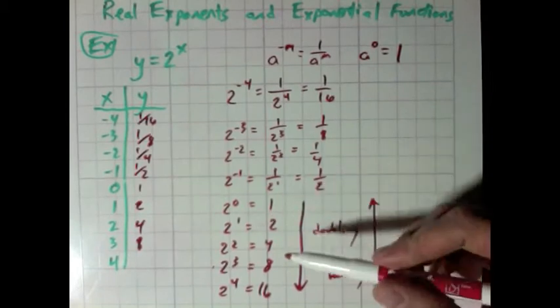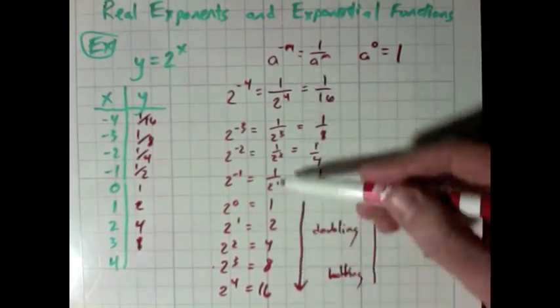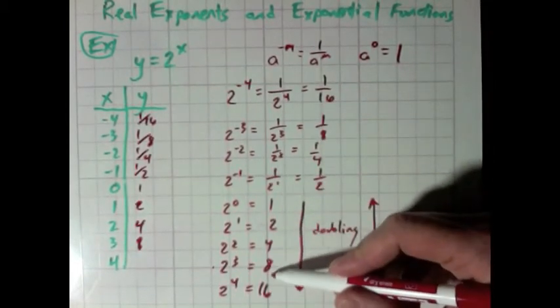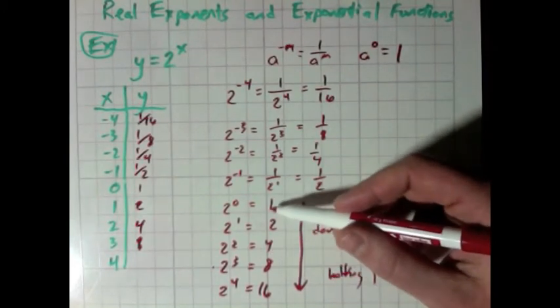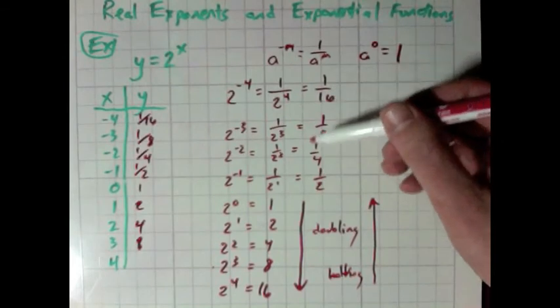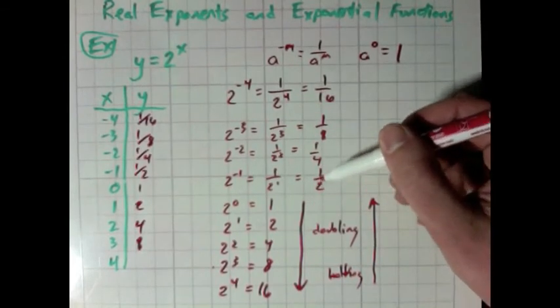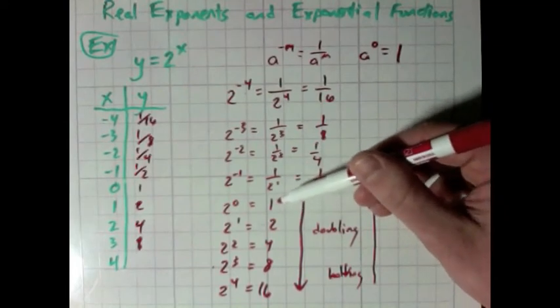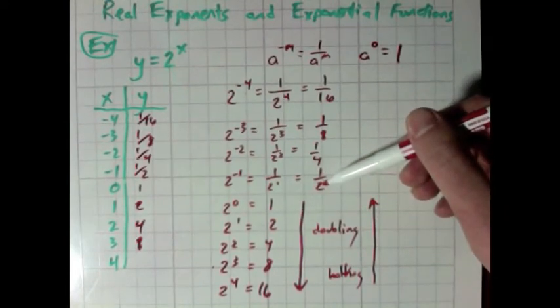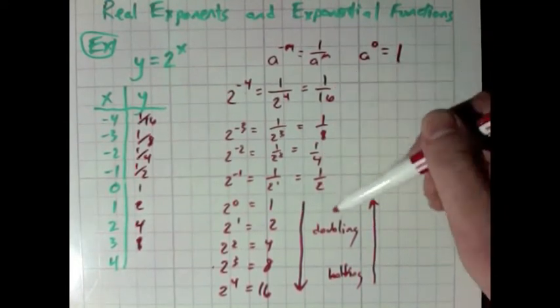So notice that going the pattern in this direction, 16 divided by 2 is 8, divided by 2 is 4, divided by 2 is 2, divided by 2 is 1, and then it does in fact confirm that these fractional values seem to make sense. 1 divided by 2 is 1/2, a half divided by 2 is 1/4, and so forth.